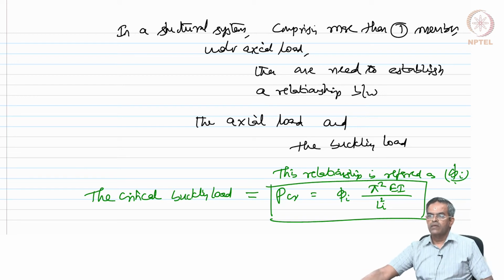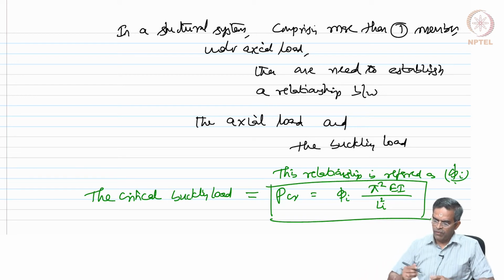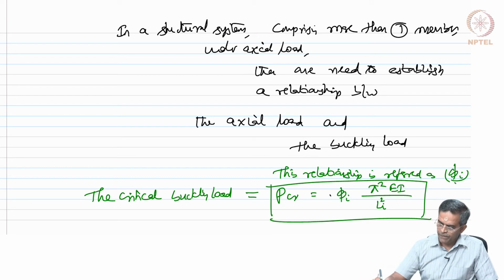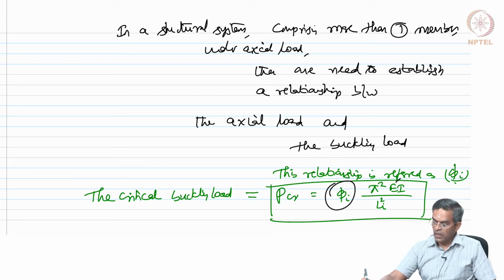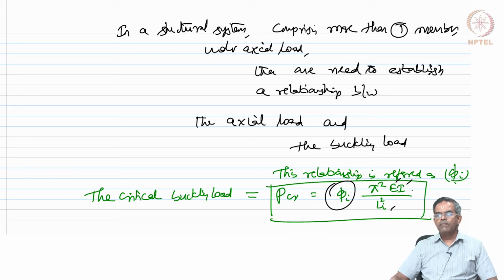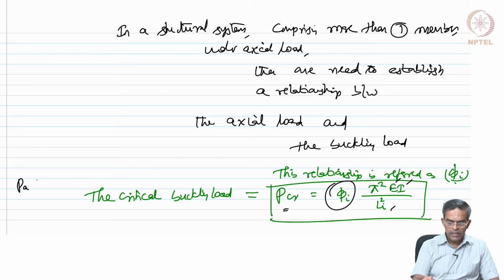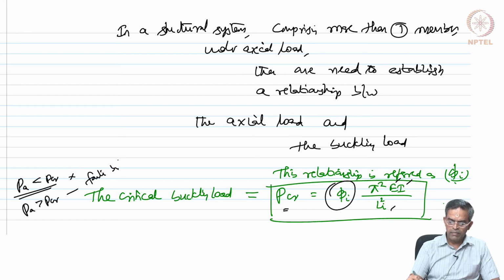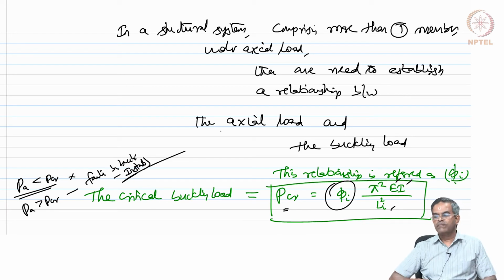Okay. So, if I know phi, I know E, I know the cross sectional moment of inertia, I know the length of the member, I can find the critical buckling load. And if PA is lesser than PCR, applied load, we do not have to bother. If PA exceeds PCR, we can say it is failing by buckling, which is causing instability. Okay.